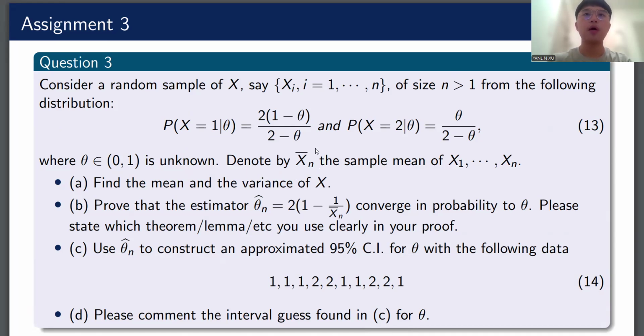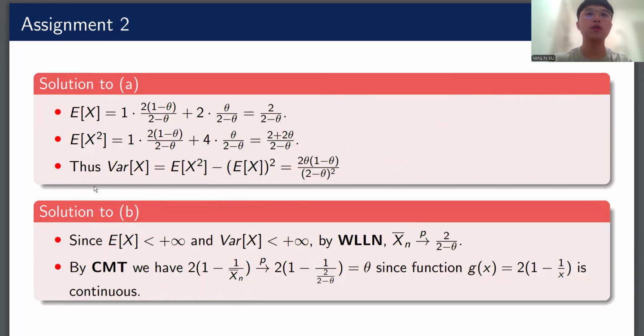We denote by the sample mean of x of the random sample. And the first question, we have to find the mean and the variance of x. This is quite easy because we just do it by using the definition of the expectation.